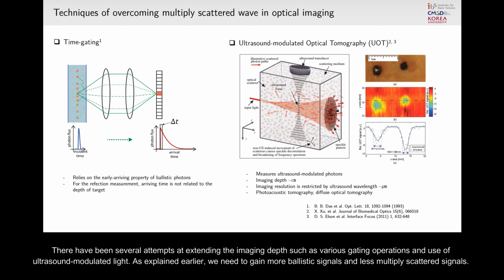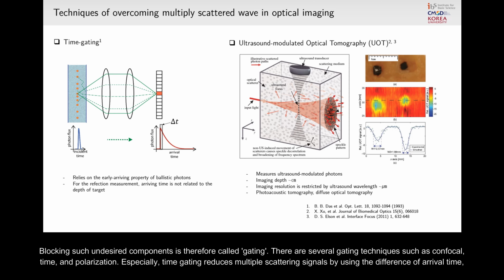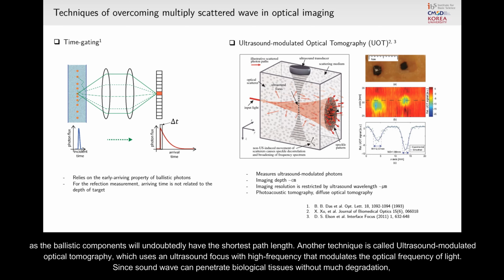There have been several attempts at extending the imaging depth, such as various gating operations and the use of ultrasound modulated light. As explained earlier, we need to gain more ballistic signals and less multiply scattered signals. Blocking such undesired components is therefore called gating. There are several gating techniques such as confocal, time, and polarization. Especially, time gating reduces multiple scattering signals by using the difference of arrival time, as the ballistic components will undoubtedly have the shortest path length.